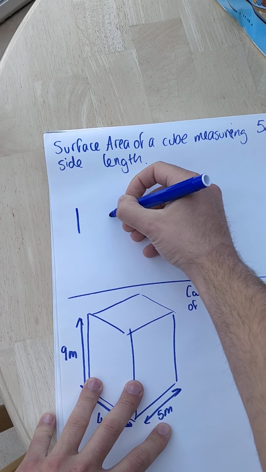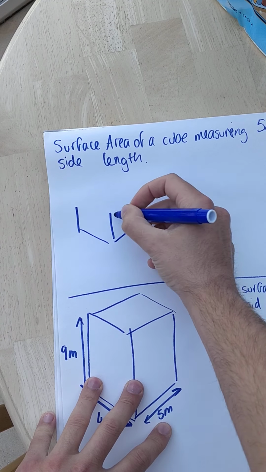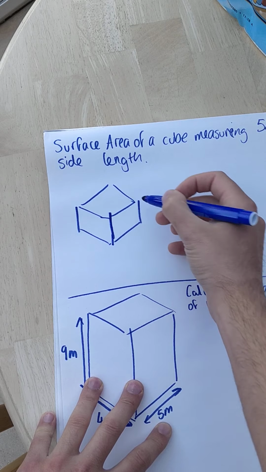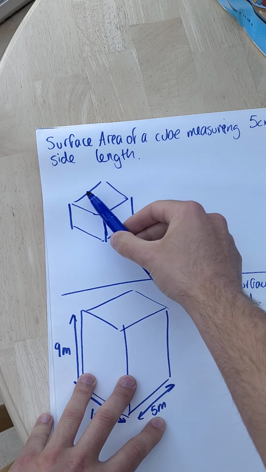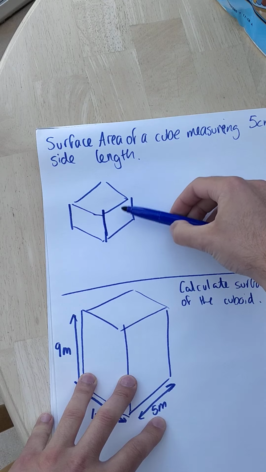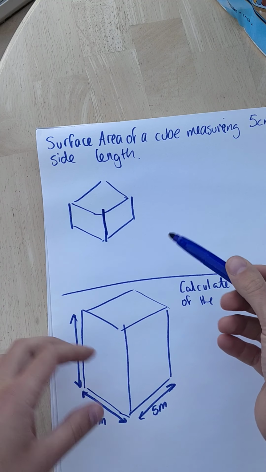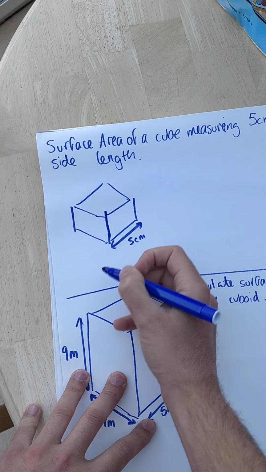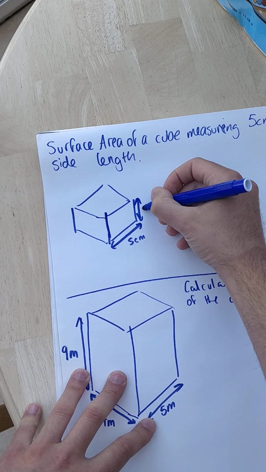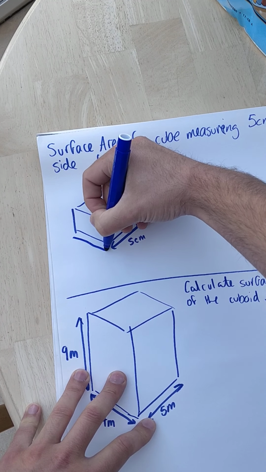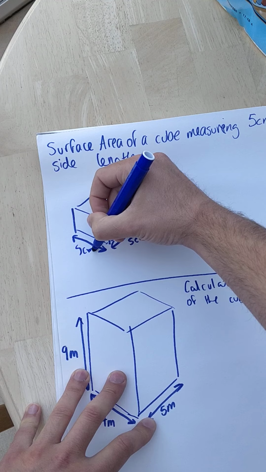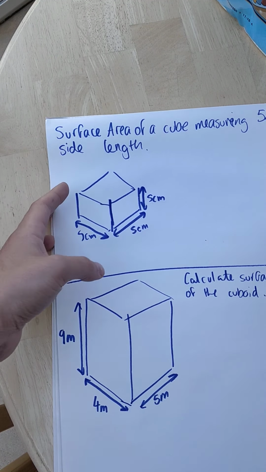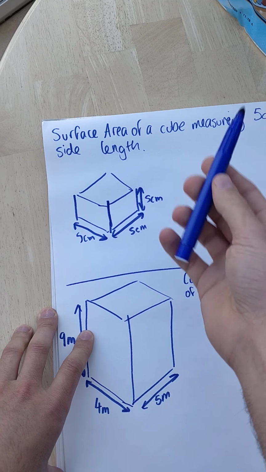So, if we have a cube, a little something like that, although I know that's not perfectly drawn. Surface area of a cube means the surface area of that side, that side, that side, and all the ones that you can't see. Okay, so if we've got everything measuring 5 centimeters, going that way is 5 centimeters, going that way is 5 centimeters, and going this way is 5 centimeters. All those dimensions are 5 centimeters. So it makes it quite easy for us if it is a cube.